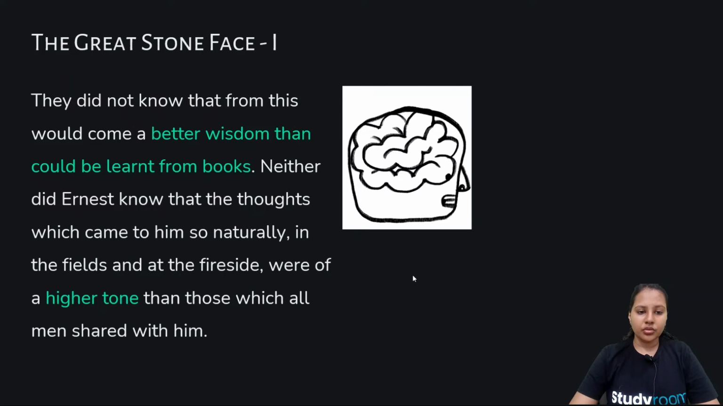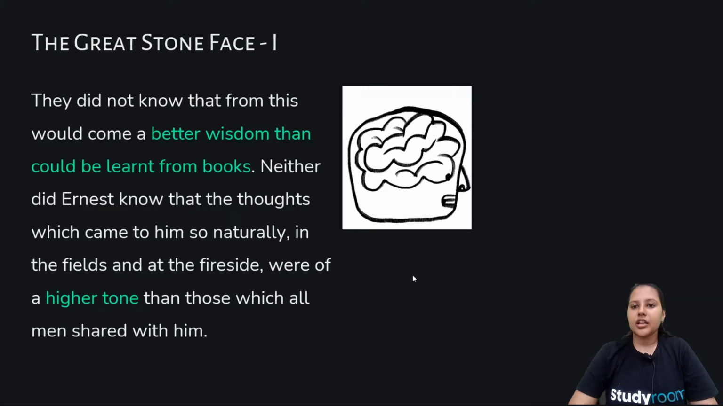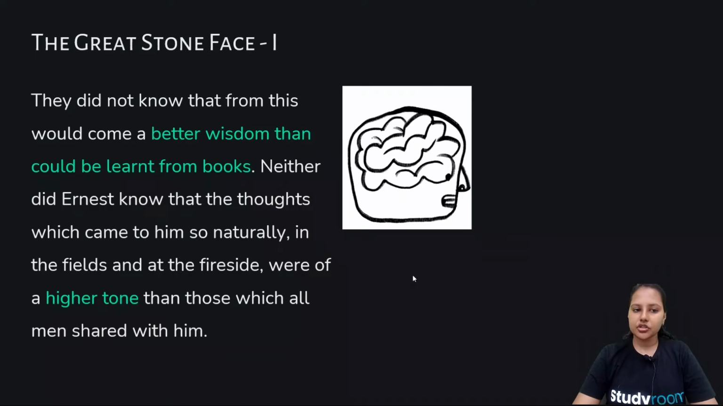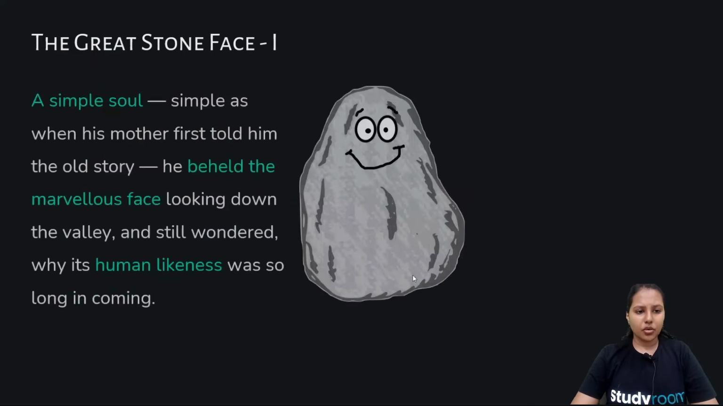Neither did Ernest know that the thoughts which came to him so naturally in the fields and at the fireside were of a higher tone than those which all men shared with him. So even the person Ernest himself couldn't realize that he was so different, and he knew everything which all of them were reading from the book so naturally. A simple soul, simple as when his mother first told him the old story, he beheld the marvelous face looking down the valley and still wondered why its human likeness was so long in coming. He himself could question sometimes, why is this happening with me?